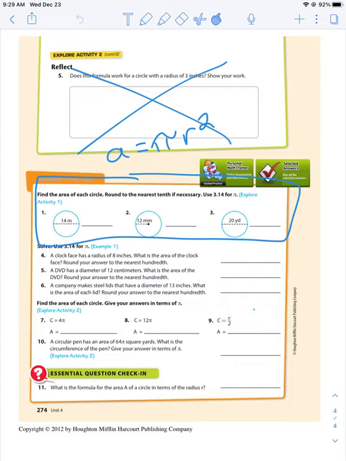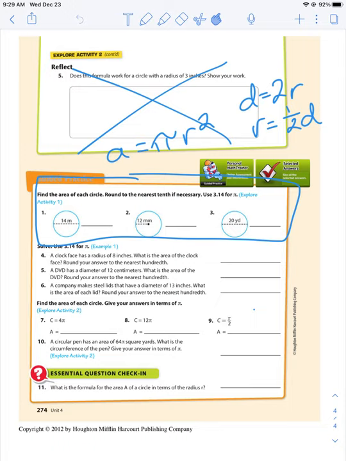So if we're doing number 1, that's the diameter, so we have to find the radius first. Remember, the diameter is twice the radius. So if we're given the diameter, to find the radius, you're going to find half of the diameter. So number 1, the diameter is 14, so the radius is going to be 7.